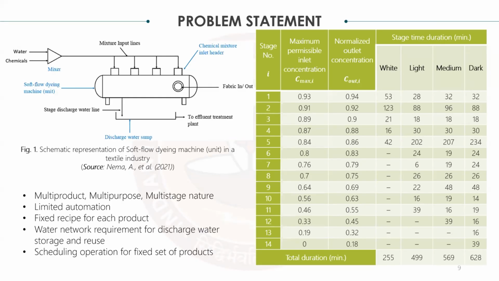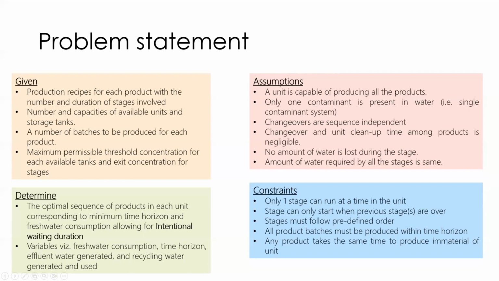So let's go back. Stage-wise duration is also given. The white has the lowest, and light is 499. The dark has the largest, since it has more stages, so it is a time consuming quantity, whereas white is the lowest. So this is the problem statement.